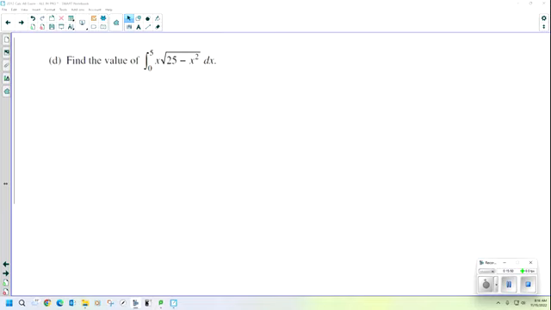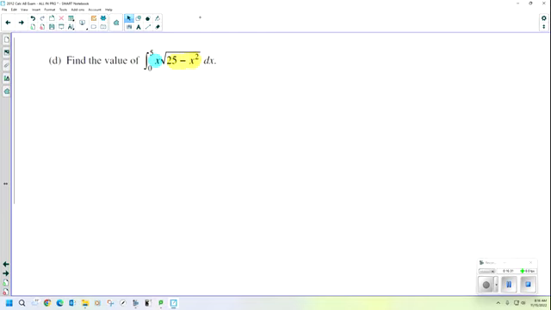D says to find the value of the integral from 0 to 5 of x times the square root of 25 minus x squared dx. All right, that screams to me U substitution. How come? How do I know it's U substitution? I'm actually going over this with my calculus class. Because there's an expression, 25 minus x squared. Forget about the square root, 25 minus x squared, where the derivative is 2x. So the variable portion of the derivative is also there.